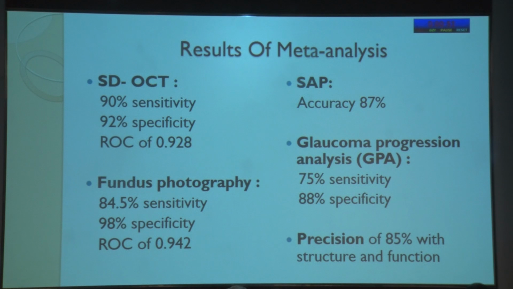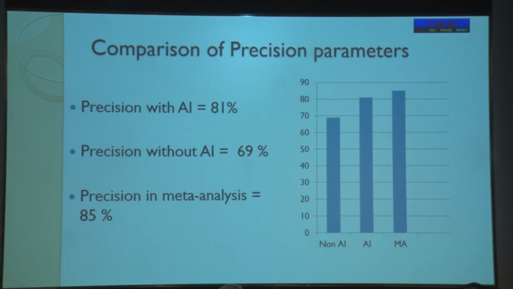So as you can see, the precision of 85% with structure and function are coming with the meta-analysis, and other parameters are also approximately equal to the peripheral screening which we have done. So the comparison of precision parameters with AI is 81%, without 69%, precision meta-analysis 85%. So our results are approximately equating to the meta-analysis.